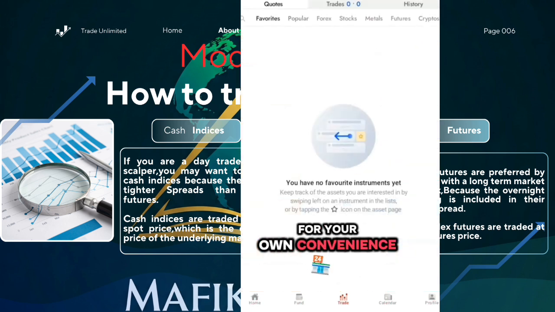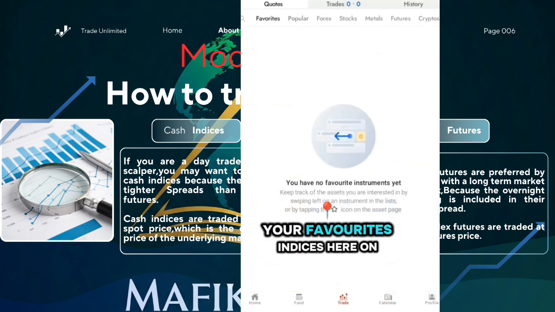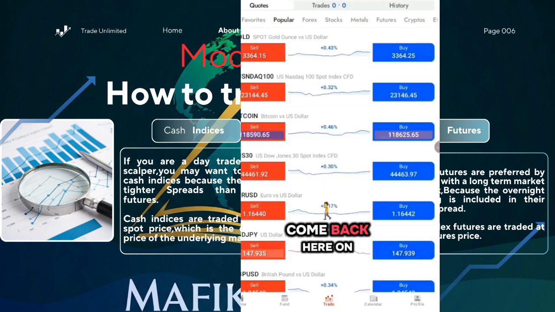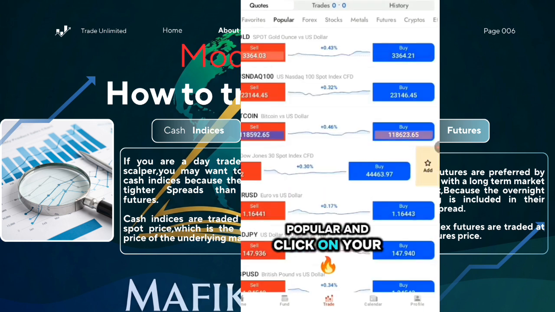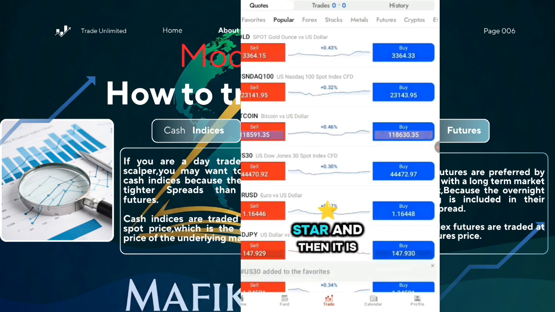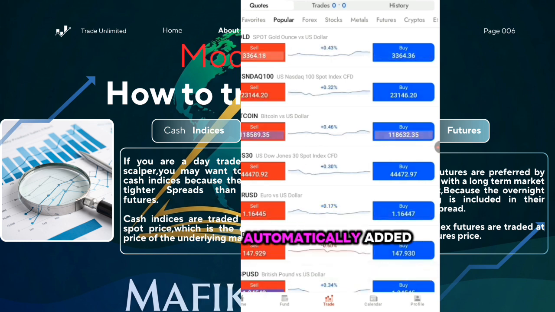For your own convenience, it's better to pack your favorite indices here on this section. As you can see, it's empty for now because I wanted to pack it with you so that I can show you how easy it is to get it done. It takes less than a minute. Come back here on popular and click on your favorite index. Of course, you know mine is the US30, so you just click the star here on the US30, tap on the star, and then it is automatically added.